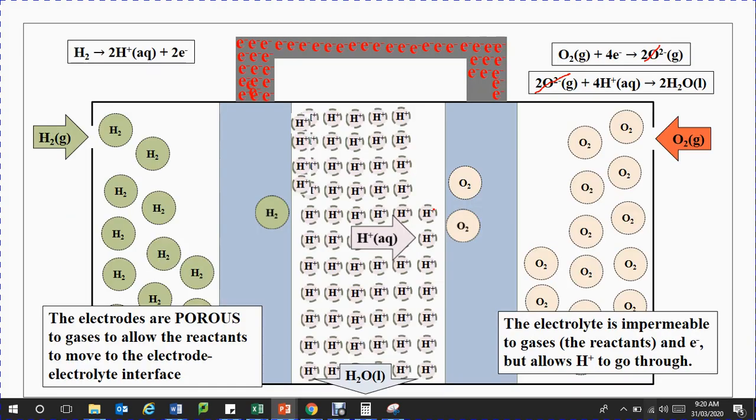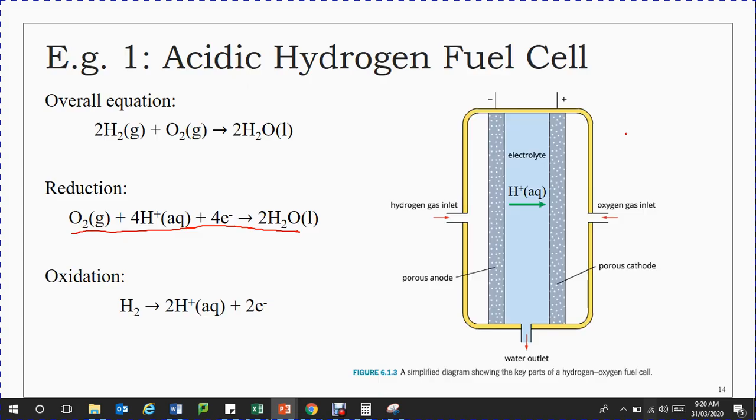So our hydrogen gas is being oxidized. It's losing the electrons. They are forced to flow through the wire. The hydrogen ions, being cations, migrate towards the cathode. Our oxygen atoms will gain the electrons, forming the oxide ions. The oxide ions at the cathode will then react with our hydrogen ions to form water. And this is an acidic hydrogen fuel cell.